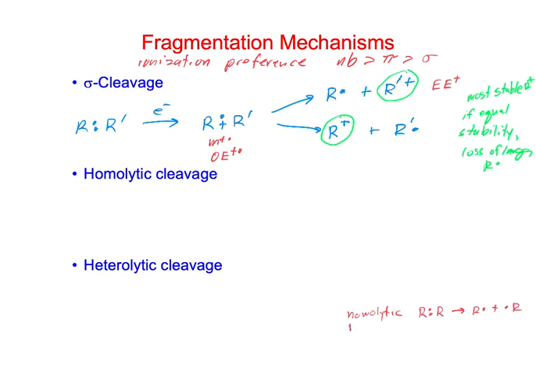If we have a heterolytic cleavage, then we have an unequal splitting of the electrons, and we would end up with one of these with both electrons and the other one with none of the electrons. Okay? So homolytic cleavage is usually going to be a radical induced mechanism.